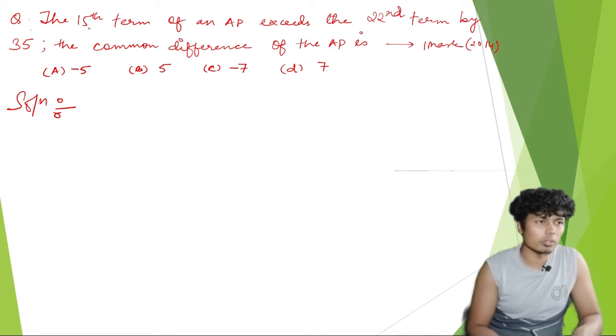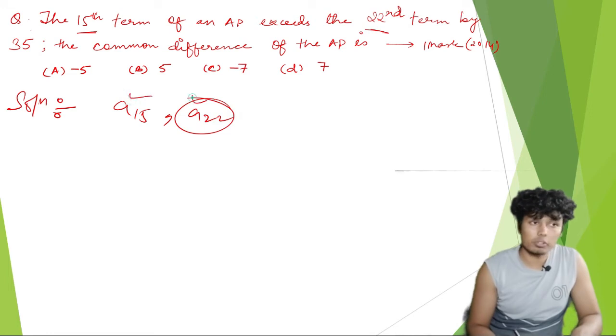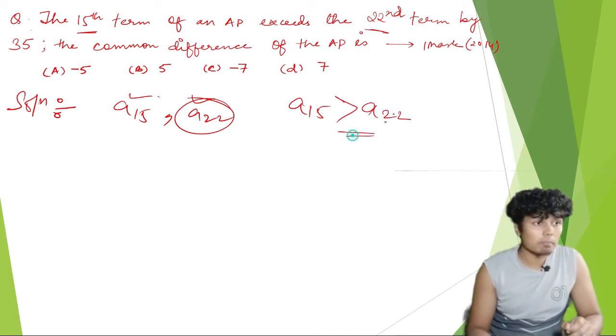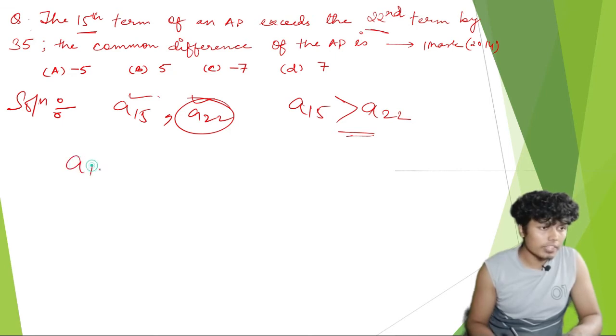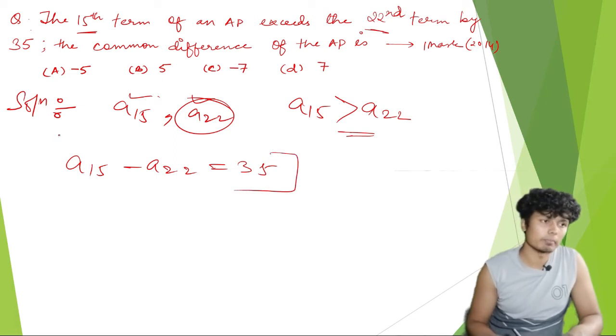Okay, the question is giving the 15th term of an AP exceeds the 22nd term by 35. So what does it say? We have A15 and we have A22, the 15th and 22nd terms. Now A15 exceeds A22 means A15 is greater than A22. By 35 means A15 minus A22 will be equal to 35. This is what the question means.